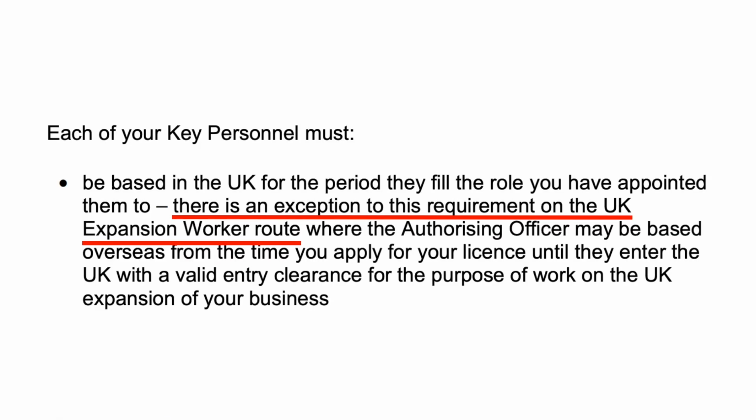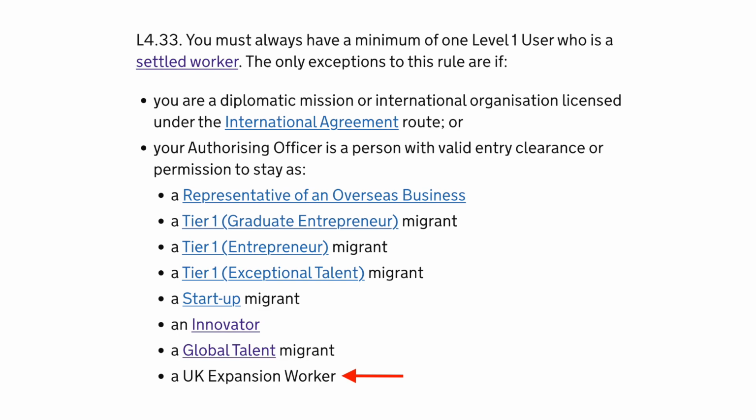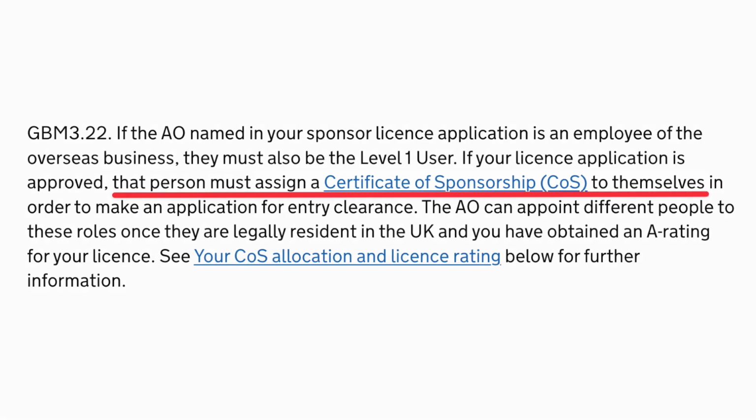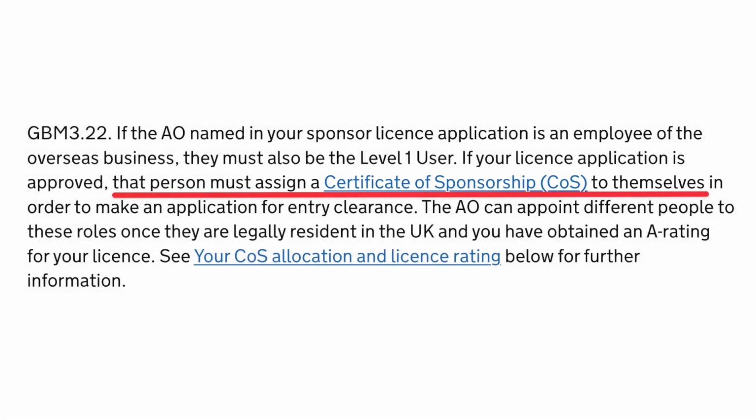And the person applying for the UK expansion worker visa can be appointed as authorising officer. They can also be appointed as level 1 user, and they can also assign the certificate of sponsorship to themselves. So the guidance says that the person must assign the certificate of sponsorship to themselves in order to make an application for entry clearance.